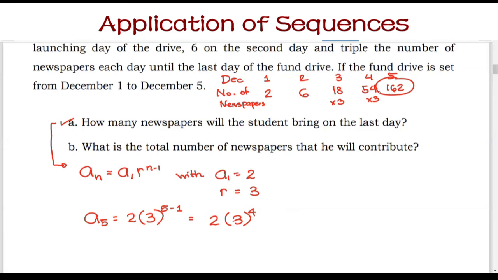Okay? So, let us see. Of course, pareho ang magiging sagot niyan. Ang ibig sabihin ng 3 raised to 4, ano? 3 times 3 times 3 times 3. After that, you have to multiply the product by 2. So, kindly do the arithmetic and you should be getting 162 newspapers.